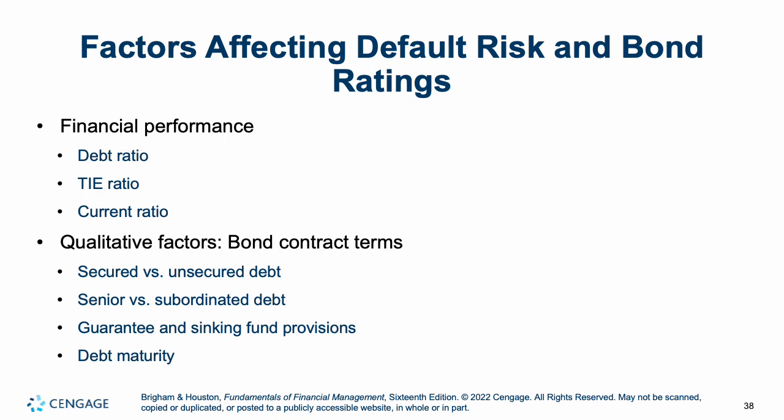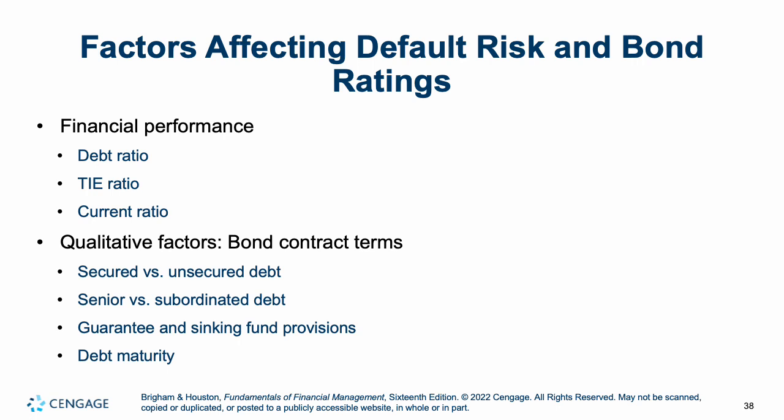Senior versus subordinated debt. The more senior the debt, the more likely you are going to get paid out if the company fails. So really senior debt comes up earliest in the order of liquidation. The more subordinated the debt is, the less likely you are going to get your money back. Guarantee and sinking fund provisions, remember, they make the issuing of the debt safer because it's removing some of the bonds every year or period or quarter or whatever the provisions are.